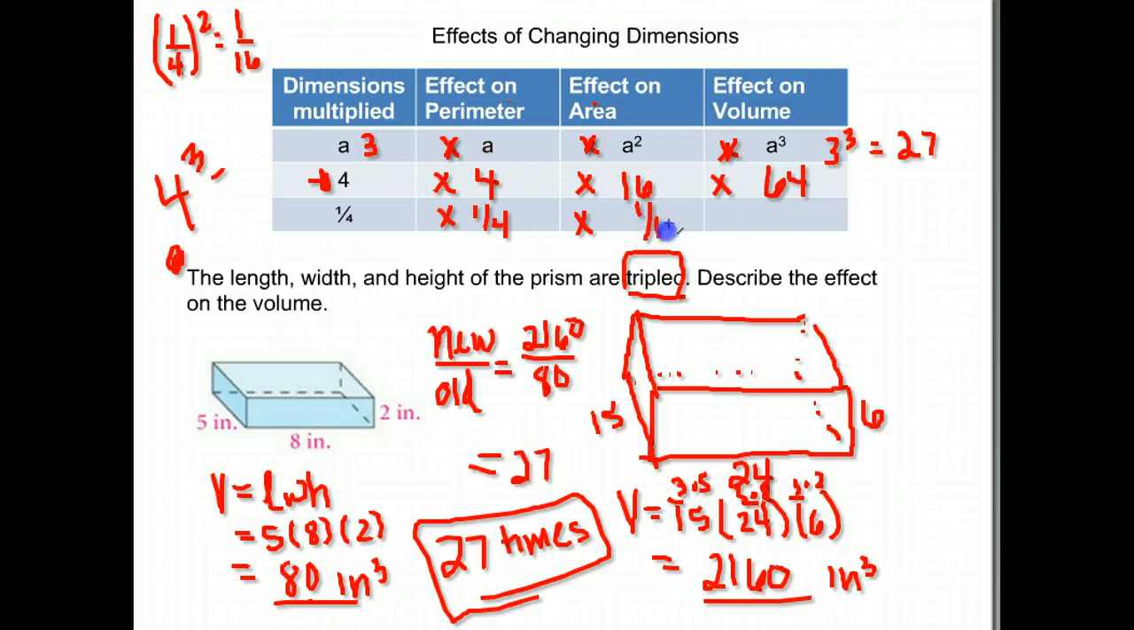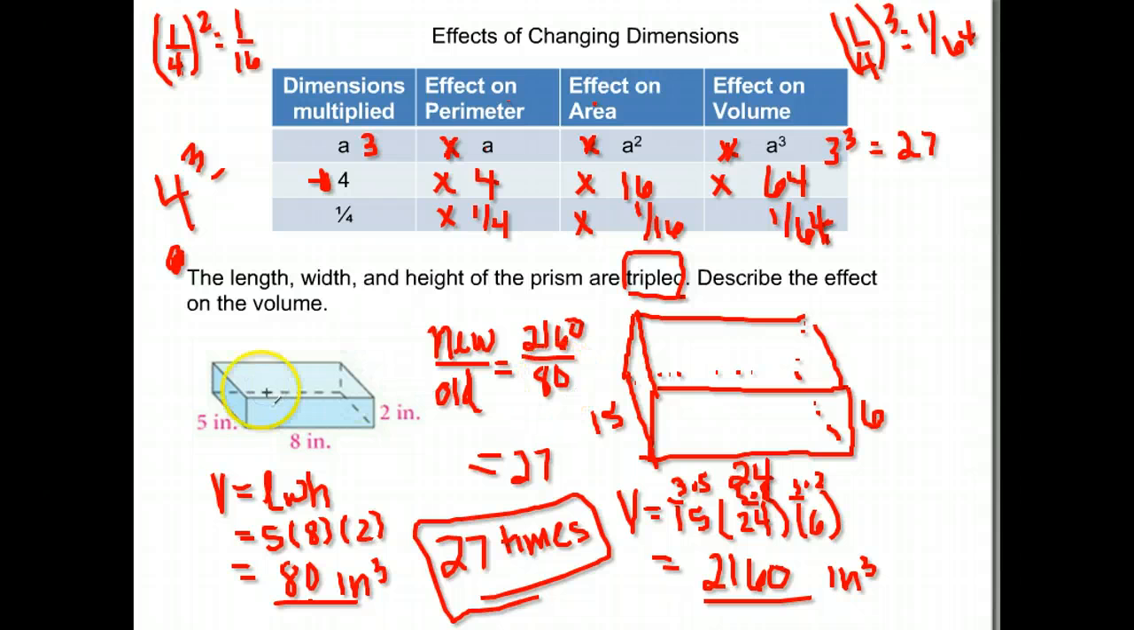1/16 the size. And the volume would be that number cubed, so it would be 1/4 to the third power. So it would be 1 over 4 to the third power, which was 64. It would be times 1/64. Okay, you can use either method.